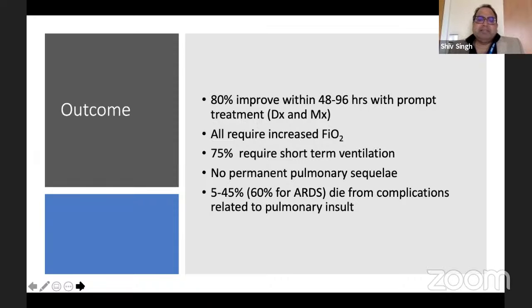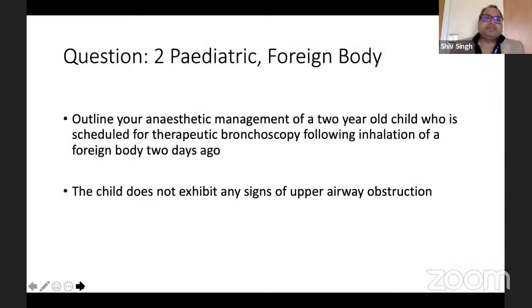The deaths mostly occur from complications related to the pulmonary insult. So either it's a superadded infection or ventilation-related injury to the lung that is probably the main cause of complication. Most will recover completely. So that was the question on TRALI.